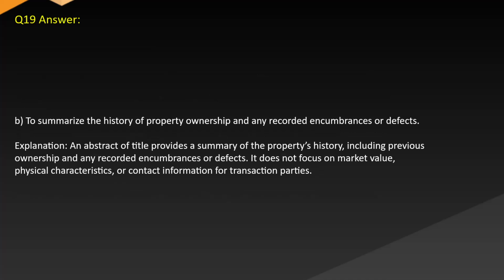Answer. B. To summarize the history of property ownership and any recorded encumbrances or defects. Explanation. An abstract of title provides a summary of the property's history, including previous ownership and any recorded encumbrances or defects. It does not focus on market value, physical characteristics, or contact information for transaction parties.